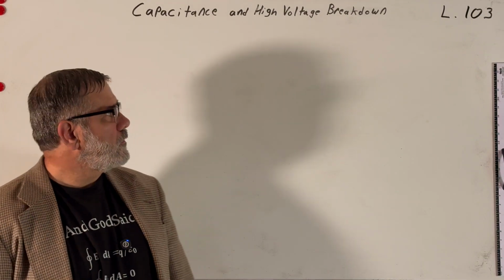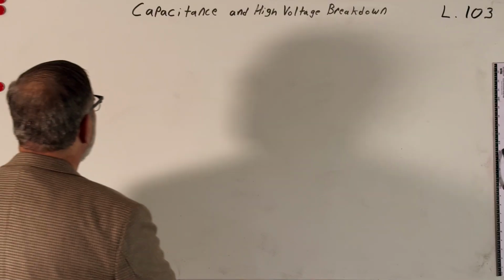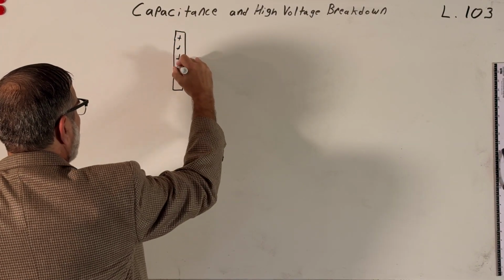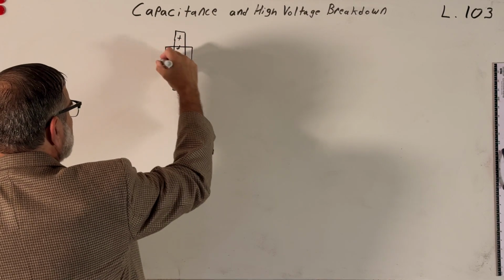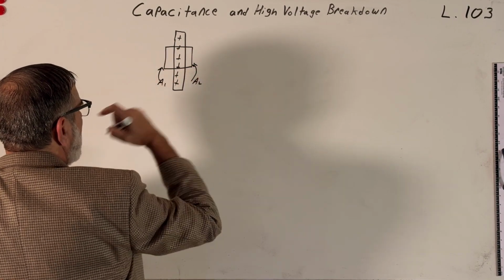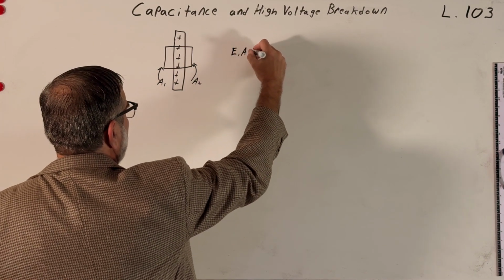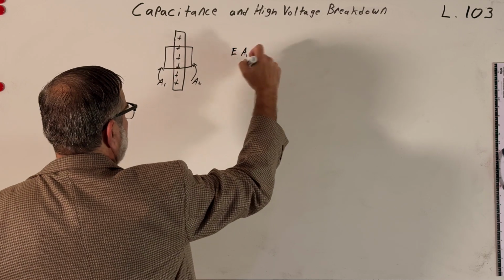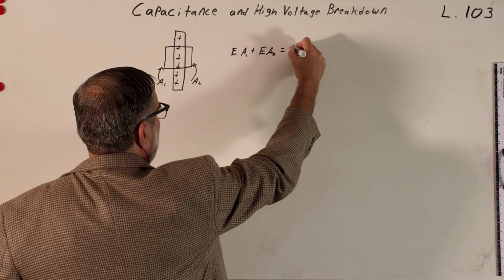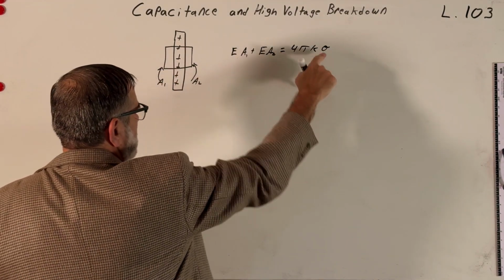So lecture 103, capacitance and high voltage breakdown. Let's recall first that if I have a plate of charge and I create a Gaussian surface through this, we'll call this surface A1 and this surface A2. Recall that we would get EA1 plus EA2 is equal to 4 pi k times sigma, where sigma is the charge density.